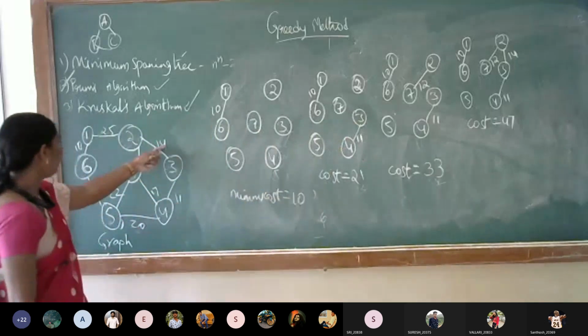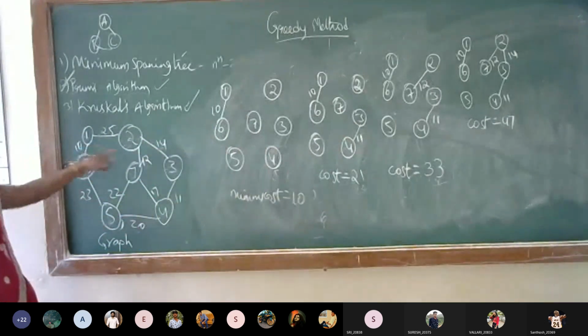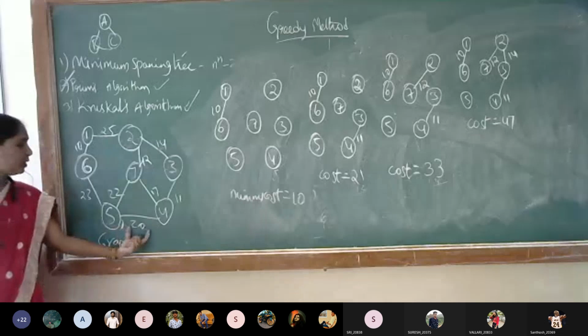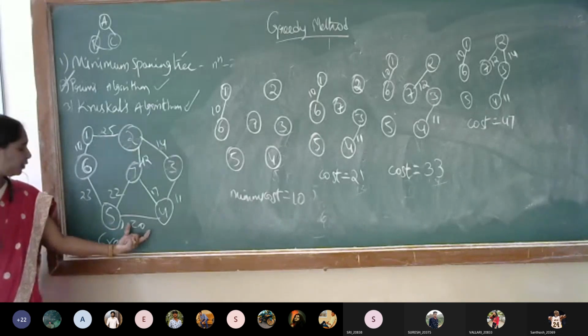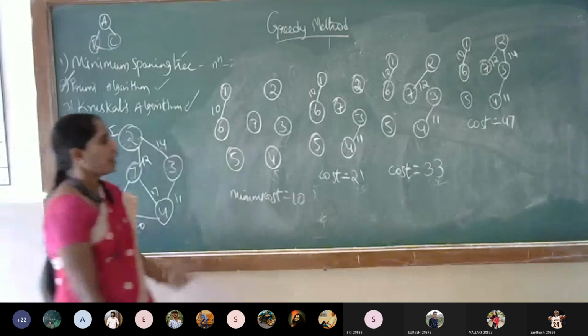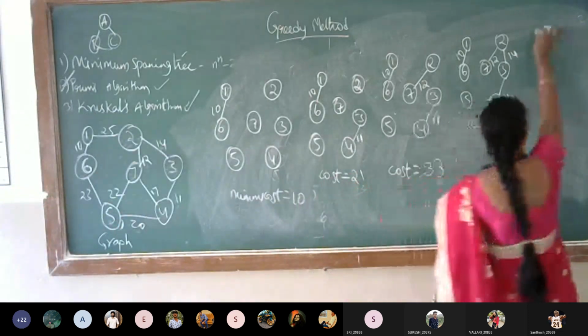Okay, so after 14, what is the next minimum cost I am having? The next minimum cost I am having is 20. That 20 is existing as an edge between 5 and 4. So I need to draw that particular graph.